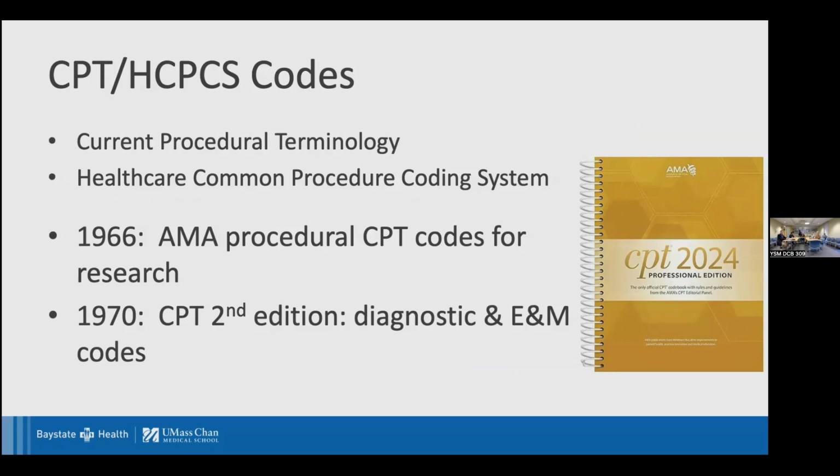So CPT stands for Current Procedural Terminology. That's a registered trademark of the American Medical Association. And HCPCS stands for Healthcare Common Procedure Coding System, and that's owned by the Center for Medicare and Medicaid Services. In 1966, the AMA came out with procedural CPT codes as a research mechanism. They wanted to know what procedures were being performed in the United States. The committee reconvened 4 years later, and in 1970, CPT second edition came out, which included diagnostic and E&M codes. E&M refers to evaluation and management. That means your clinical visits, outpatient and inpatient settings.